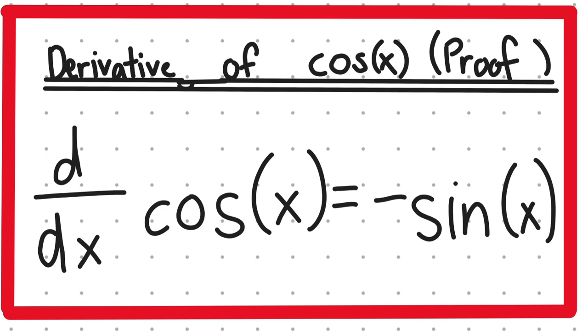In this video, we're going to talk about the derivative of the function cosine of x. Cosine of x is a function known in trigonometry, and in this video, I would like to prove the formula that the derivative of cosine of x is the same thing as the negative of sine of x. So I'm going to prove this formula right now.